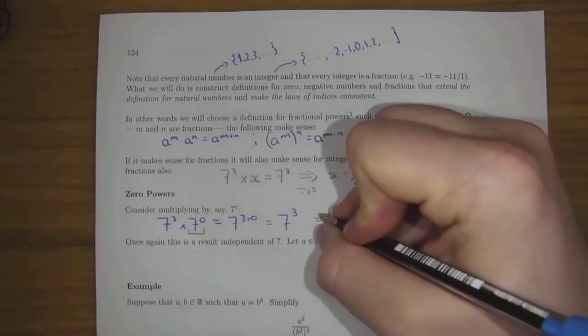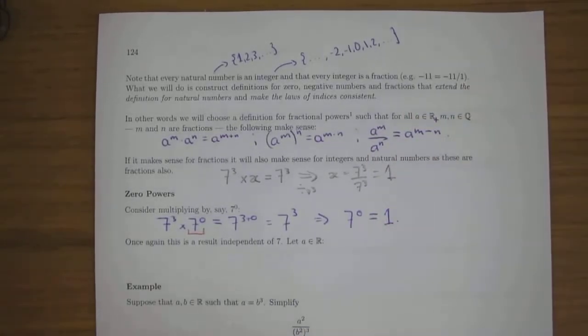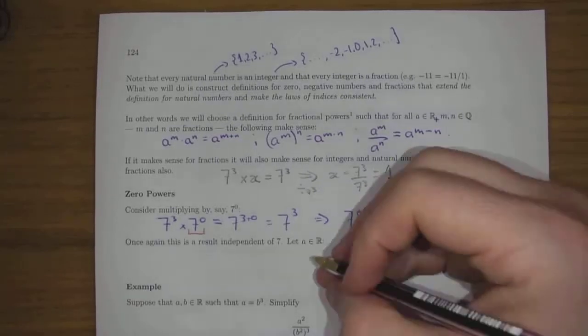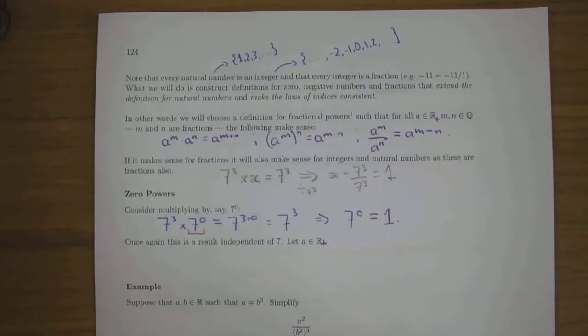So this number can't be anything but 1. So we find that 7 to the power of 0 must be 1. Now, as I said, we're going to stay away from negative numbers, but I think this one works for anything. But we'll just deal with strictly positive numbers here.